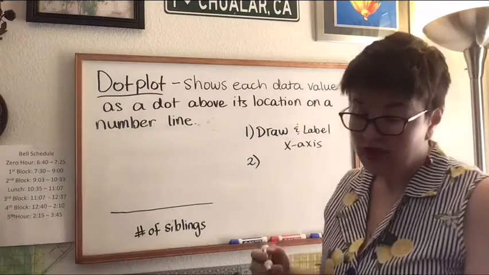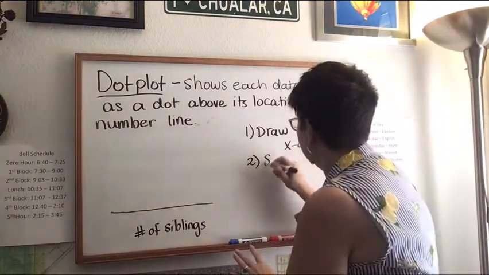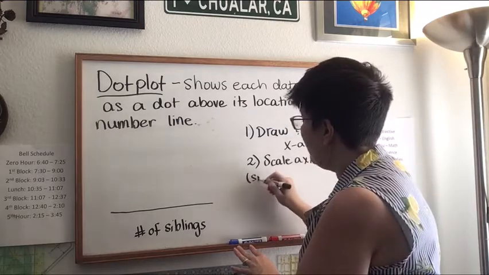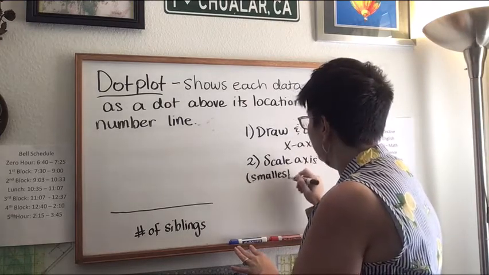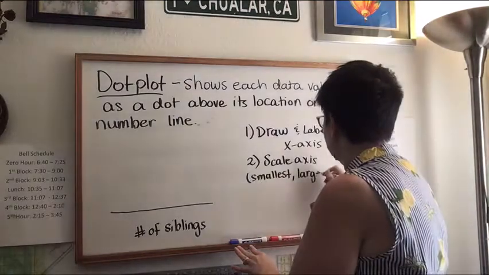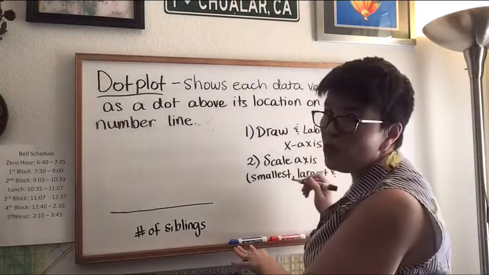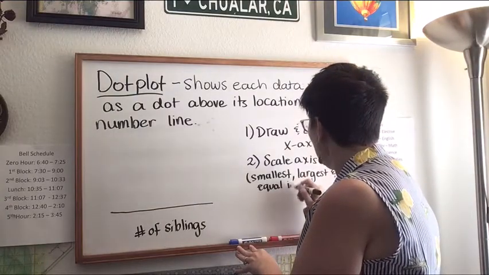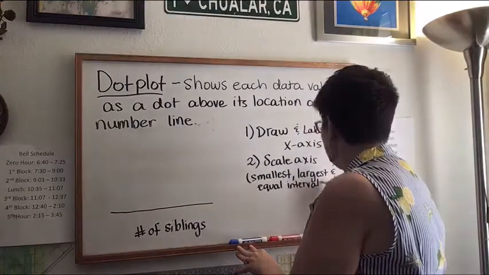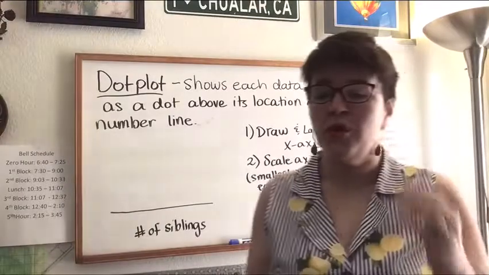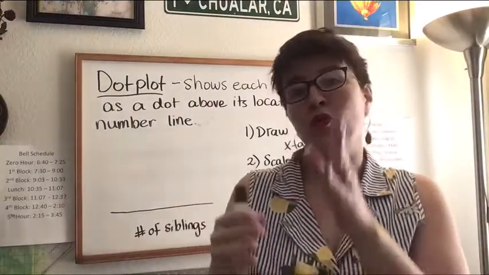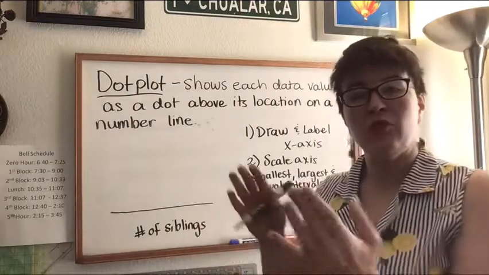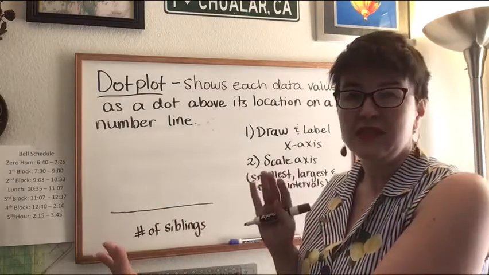All right, now that I have my axis labeled for the number of siblings, I need to think about my data. So I want to scale my axis. What that means is I need to think about my smallest data value, my largest data value, and then I need to make sure that I use equal intervals. So you don't want to look at it and have the intervals jump. Say I'm using whole numbers, you don't want to go 1, 2, 3, 4, 5, 10, 20, 30, because you want it to be the same. So when someone looks at it, the graph makes sense.